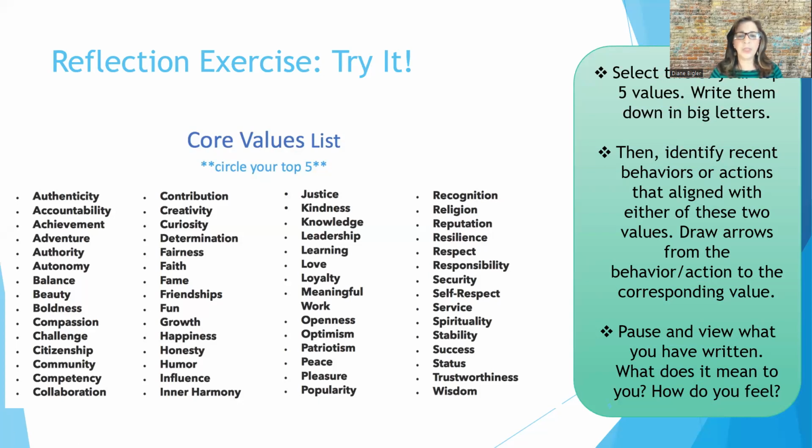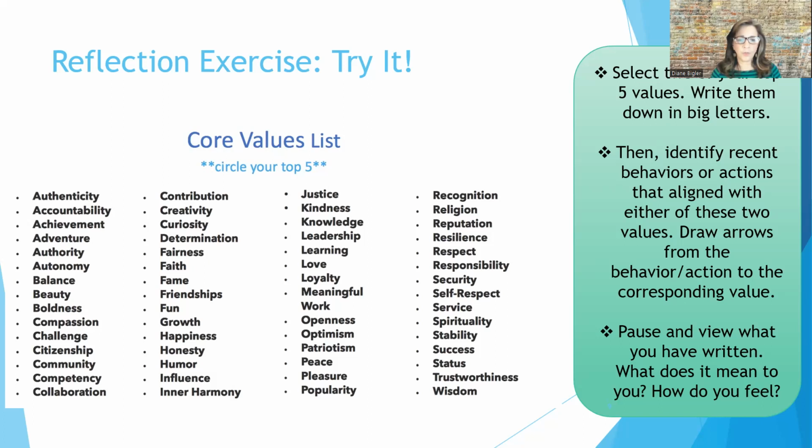And you would write those down in big letters. So maybe one of your values is friendship. Maybe one of your values is spirituality. Maybe one of your values is peace. Then I would like you to identify some recent behaviors or actions that align with either of these 2 values that you identified. So what are some actual, recent behaviors or actions that you can say directly are in line with one of your 2 identified values?